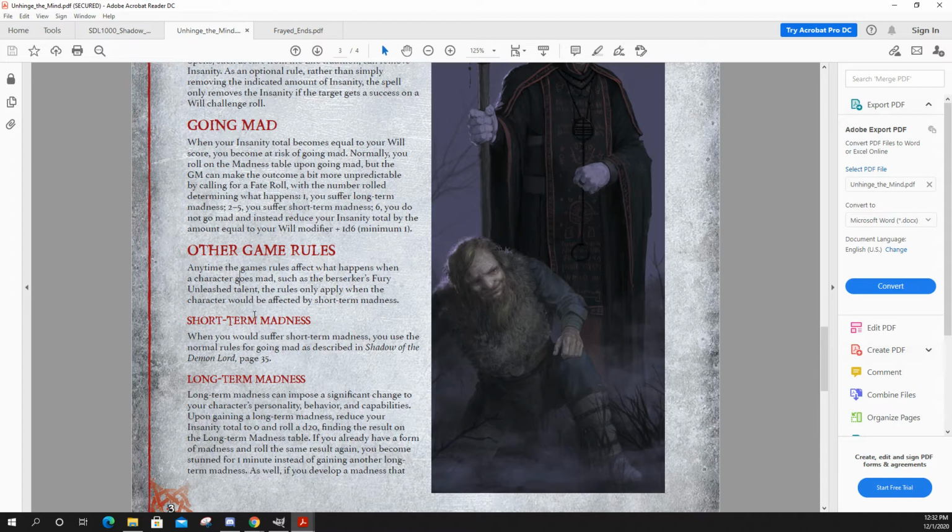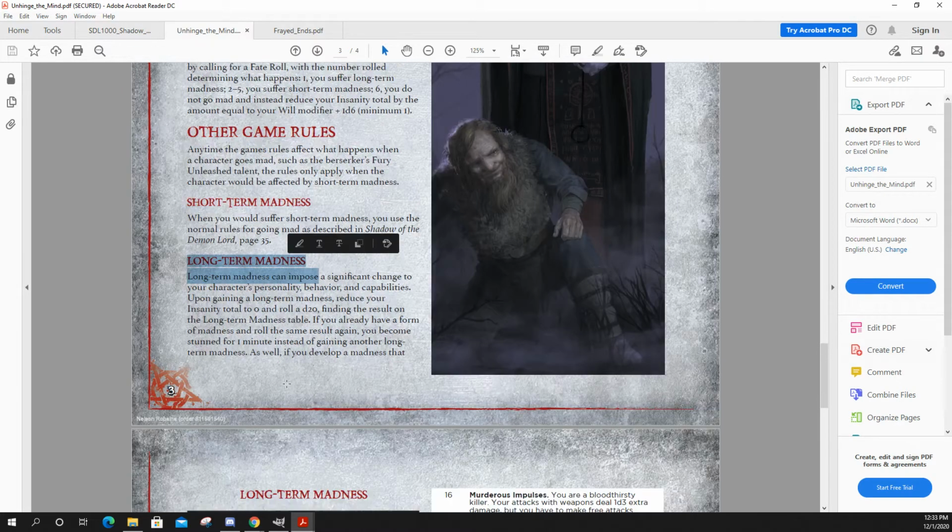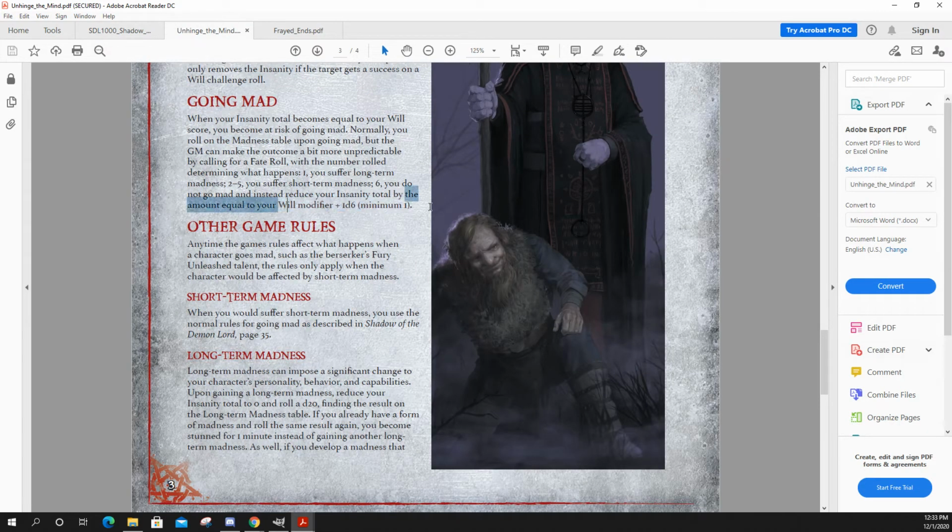And I say that because if you roll strictly on the short-term madness table and you roll a 1, that is instant death. So I say using this rule here to use a fate roll instead enables you to either have short-term madness or long-term madness, or not have a madness at all and shrug it off. So that's probably the rule I'm going to be using for my upcoming campaign.